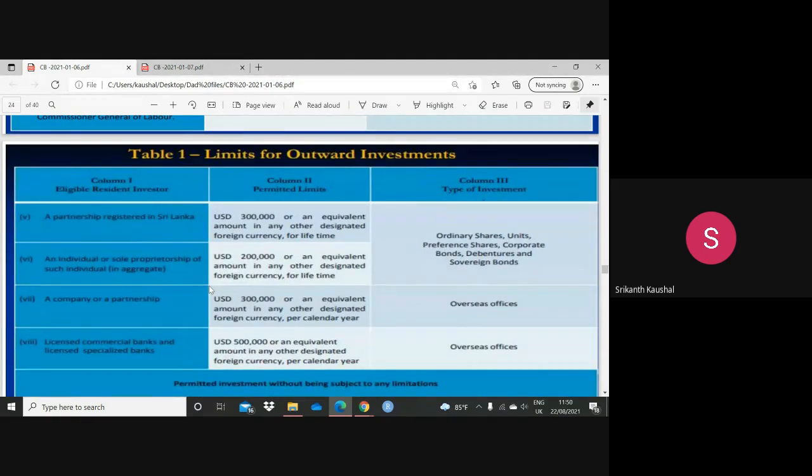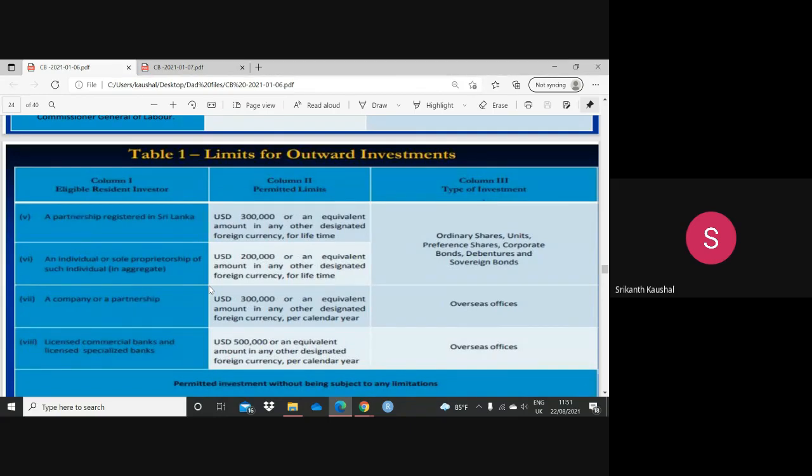Partnership and individual have limits, further limited for a lifetime investment. All the above categories are per calendar year, every year they can invest. But here, once you invest this amount, that's it. It is per lifetime, not per year. So you have learned the limits.